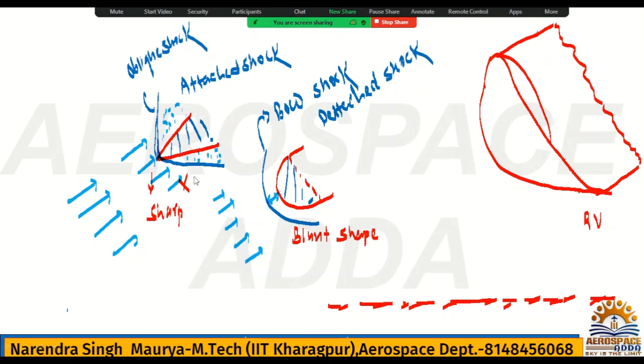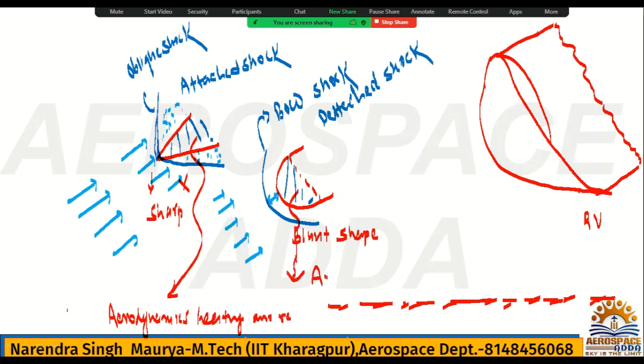So here you can say aerodynamic heating will be more. I will give this term in this case. Okay, in this case aerodynamic heating will be more. And here heating less. So this is the reason you are giving a blunt face to the space shuttle, so bow shock will be formed.